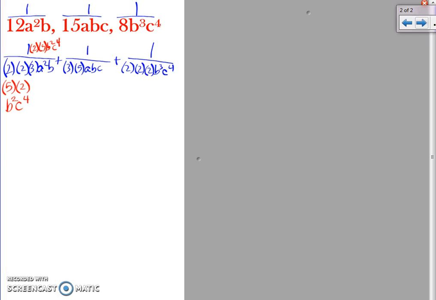Right here, what numbers do we need? Okay, so we know we need to multiply that on the top. What about letters? Need any more A's? 1 more A, 2 more B's, and 3 more C's. Okay, and this last one. 3 and a 5. And what letters? Just an A squared.